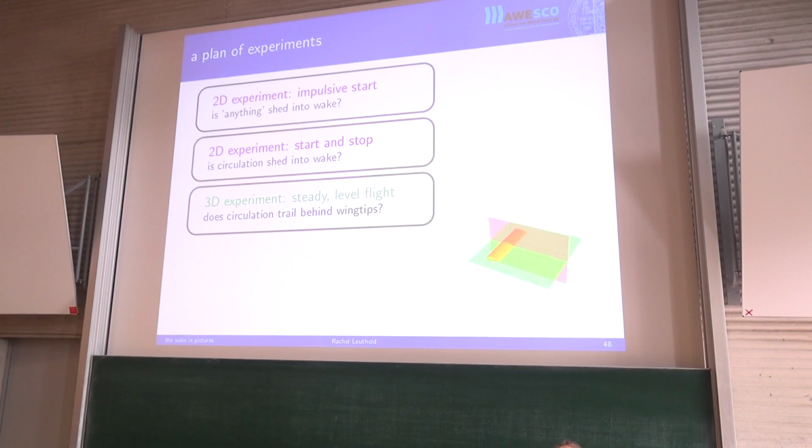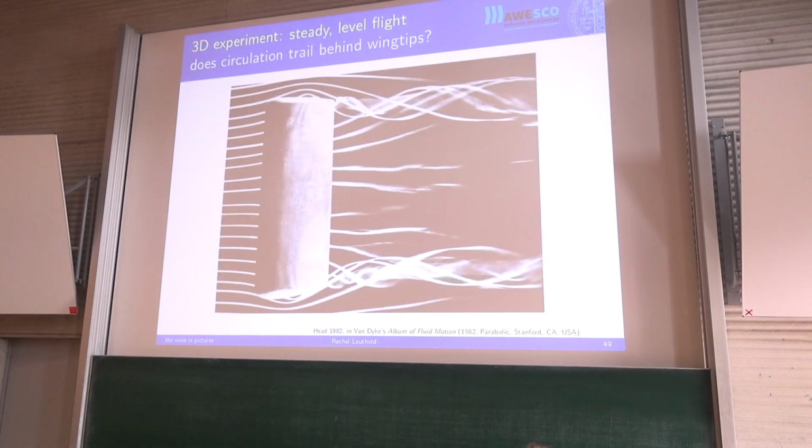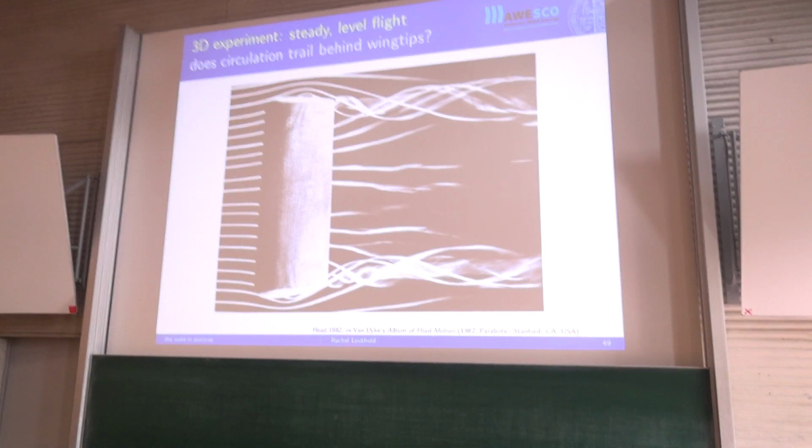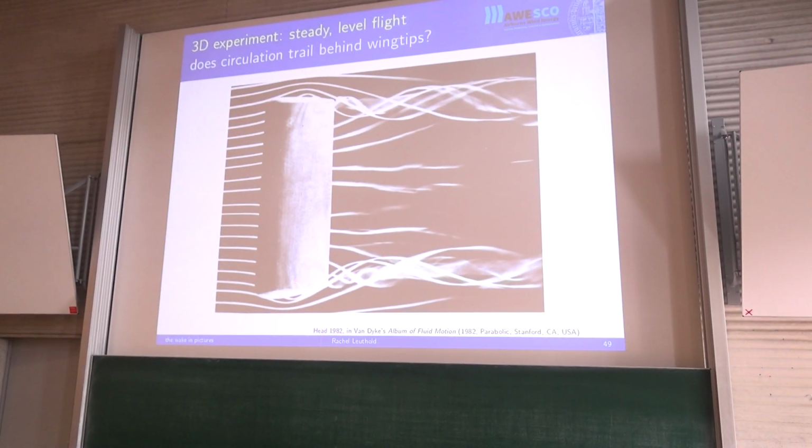And let's see whether we can find this circulating flow pattern behind the wingtips. And I propose to you that this is exactly what we're seeing here. So the fluid, as it comes from underneath the wing to the top, wraps itself around the wingtips, and then that flow pattern is shed downstream. So yes, there does seem to be circulation trailing behind the wingtips.